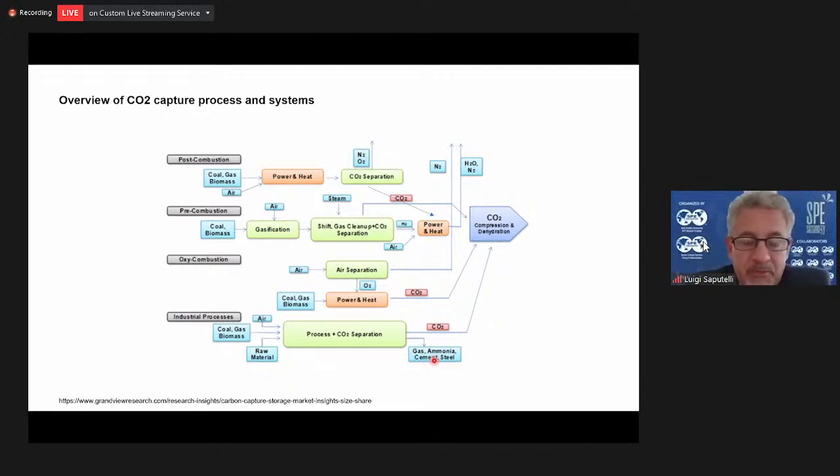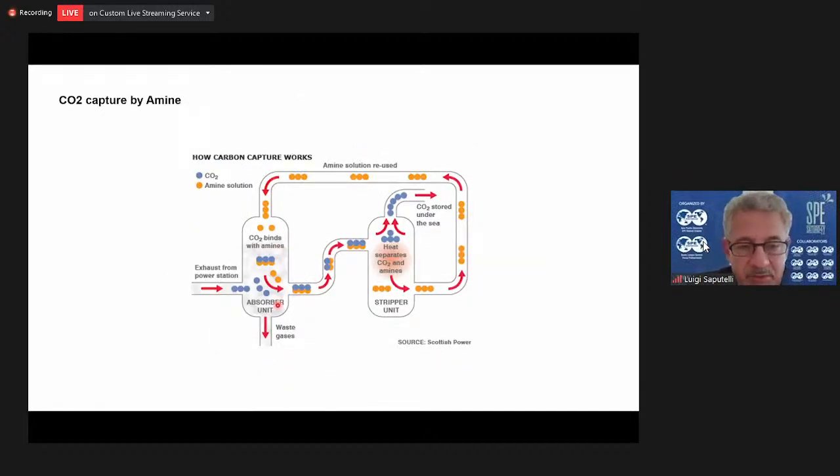So in the process of separation, imagine the exhaust from a power station. The CO2 binds with amines, and the waste gases, basically nitrogen and O2, will go outside. The combined amine-CO2 mix will go into a stripper unit with heat, and this heat will separate them, where the CO2 goes to the top by gravity, and the amines go into a regeneration cycle in order to come back to the original absorber unit.